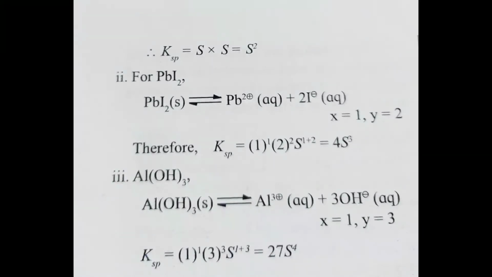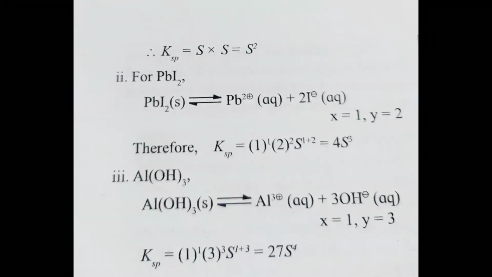Second example, for PbI2 at equilibrium gives Pb2+ plus 2I-. Here x is equal to 1 and y is equal to 2. Therefore, the solubility product Ksp value is equal to 1 raised to 1 into 2 raised to 2 into S raised to 1 plus 2, which is equal to 4S cubed.